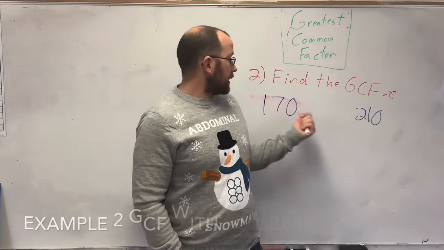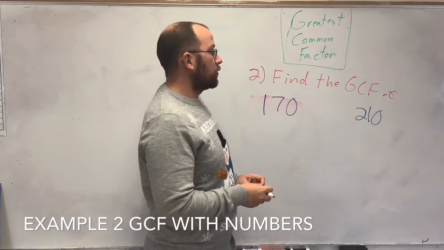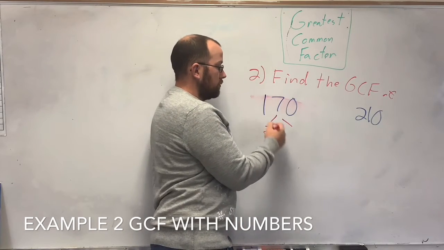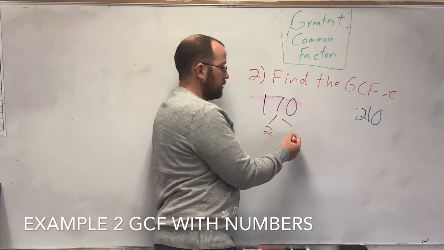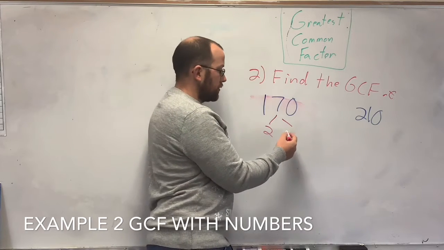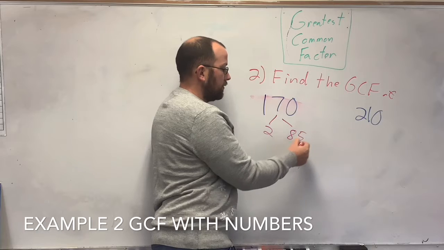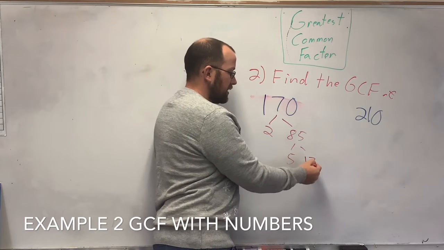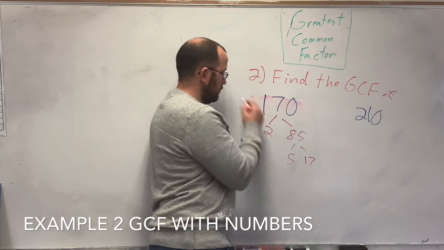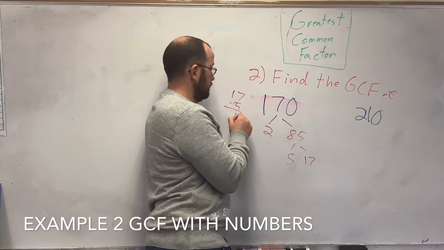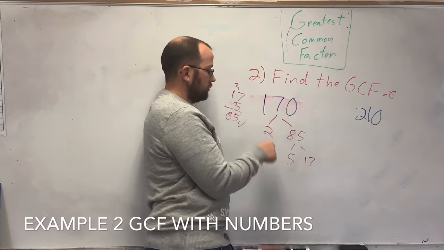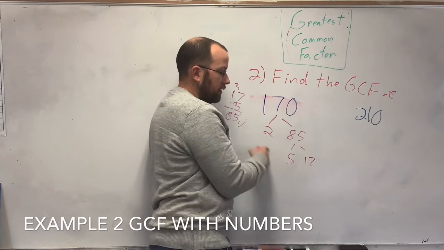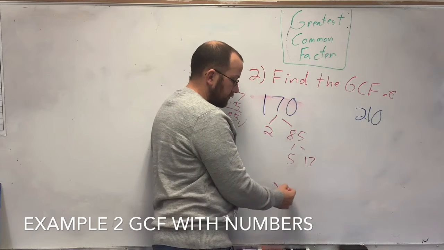All right, here's our second one. We're going to find the greatest common factor of 170 and 210. So I make a factor tree: 2 and, just use your calculators, it's 85, then 5 and 17. 17 is a prime. All these numbers on the outside are prime, so I'm done.